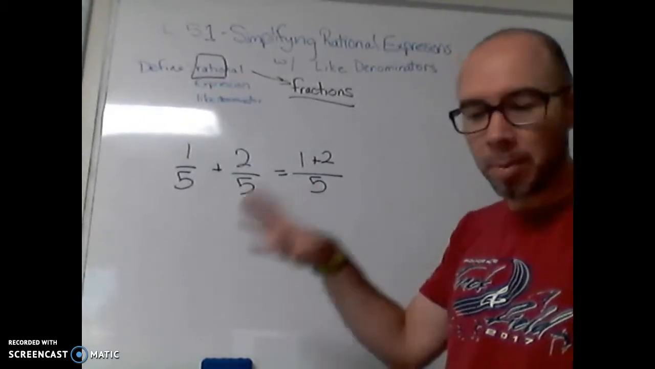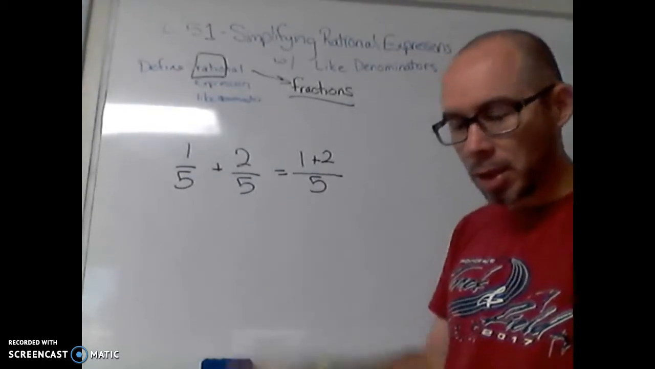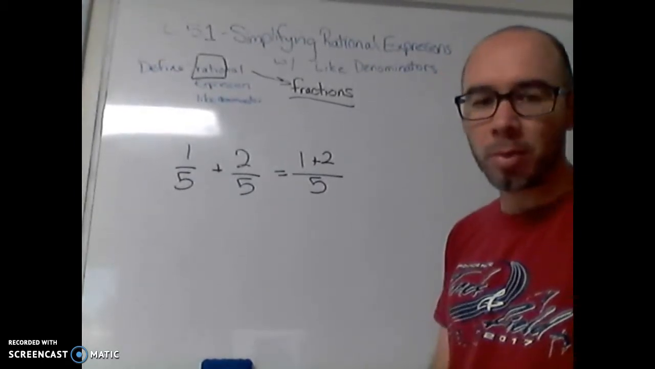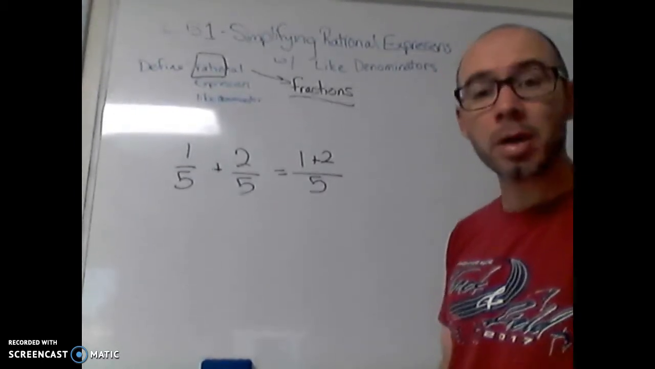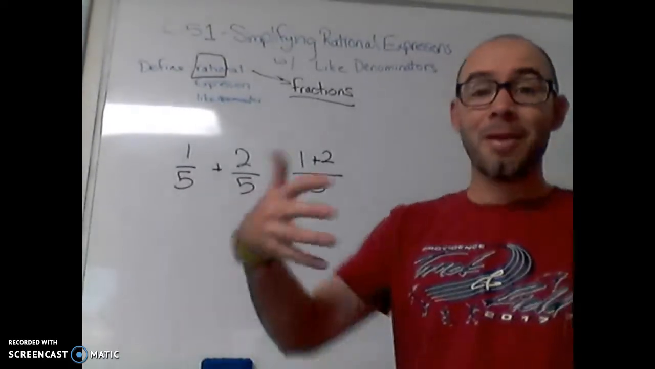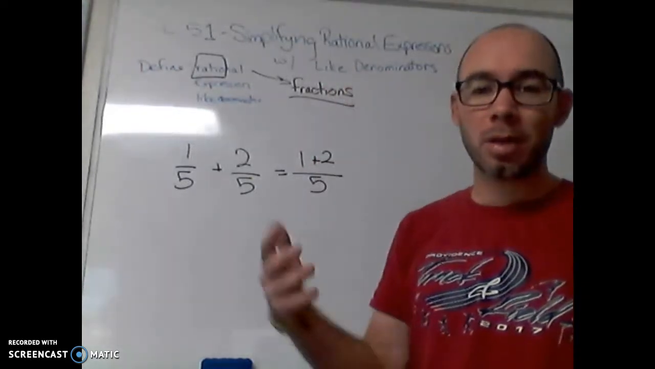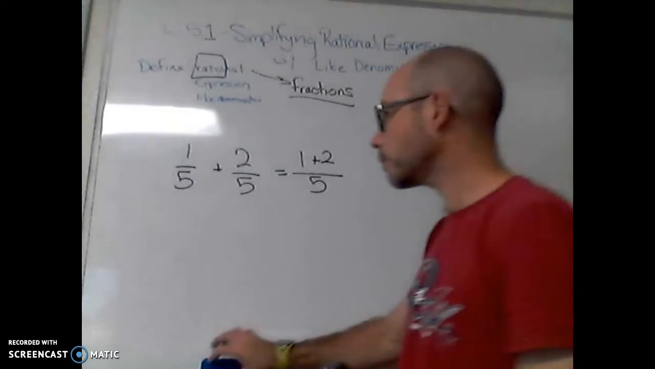Just think about a pie chart, or filling in boxes in a rectangle. That's the way that it would work. So this only works if the denominators are the same. If the denominators are different, you have to then find a common denominator and adjust the numerators so that you can put them together.